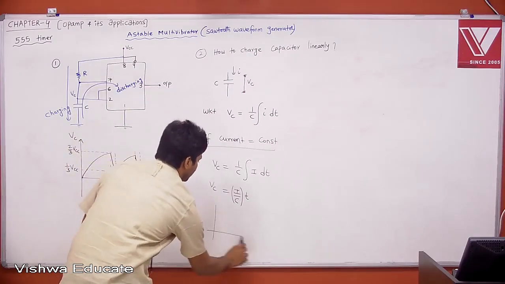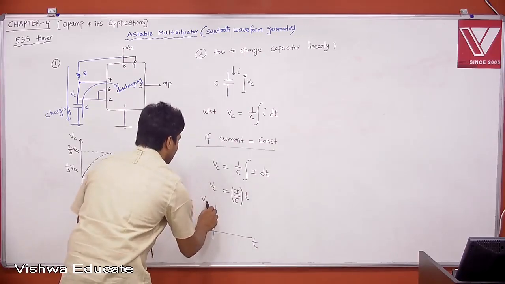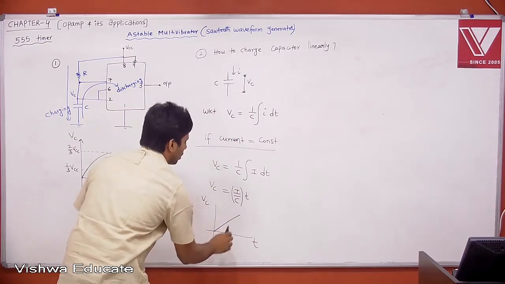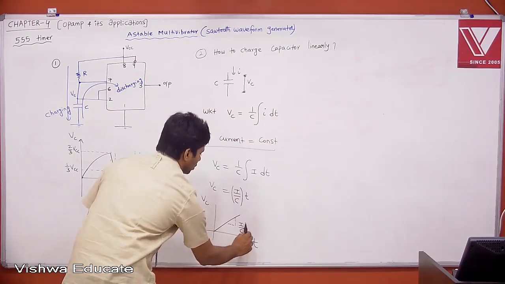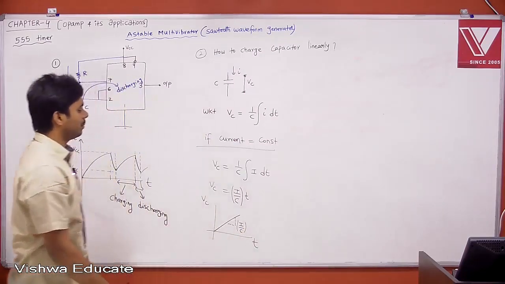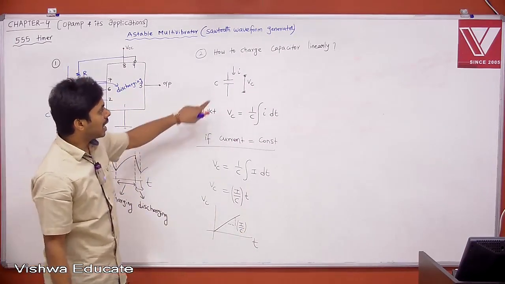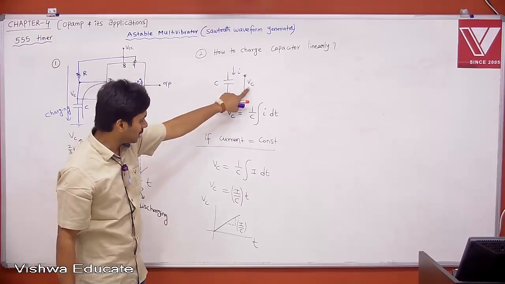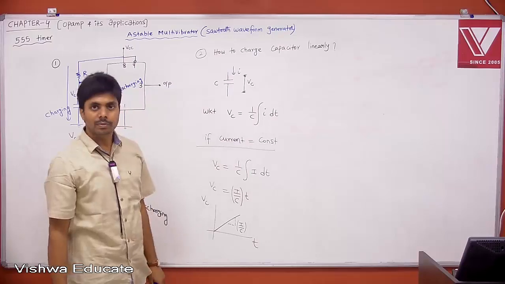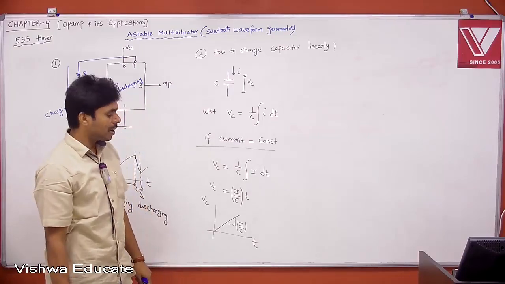Now if you ask me, this is time t, and this is the voltage across the capacitor. What is the slope? The slope of this is nothing but I by C, if I is constant. Therefore, if you can charge your capacitor with constant current, then the voltage across the capacitor will be linear. Okay? We have to charge the capacitor with a current source.